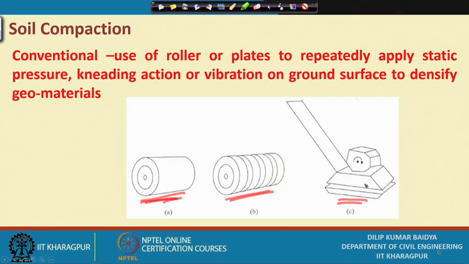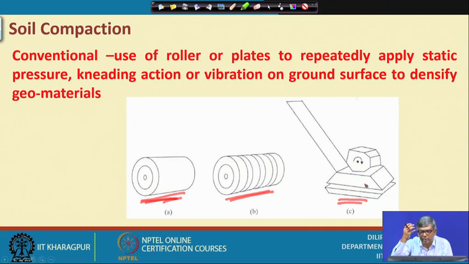And plate vibrator: if I apply just pressure or load, sometimes soil will not get compacted, particularly granular soil. When we apply vibration in addition to the weight, because of this vibration the smaller particles can enter into the bigger particles and make a more compact, stable arrangement. So, sometimes this type of compactor is used, that means in addition to the weight we add some vibration.